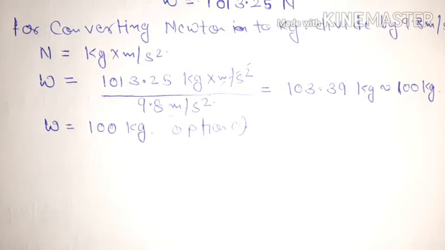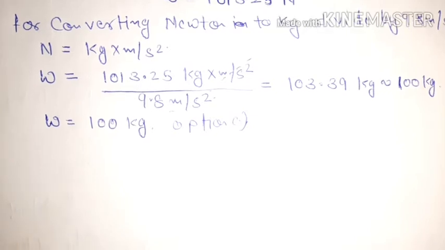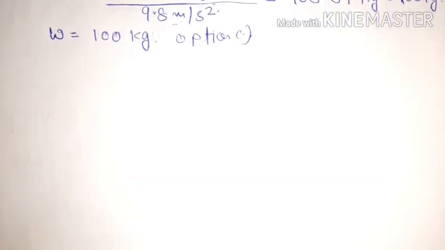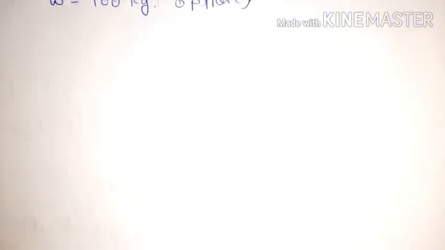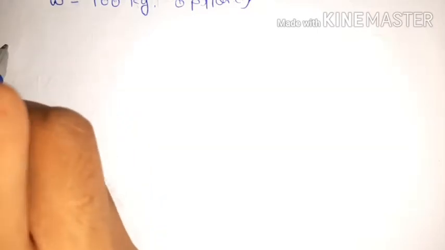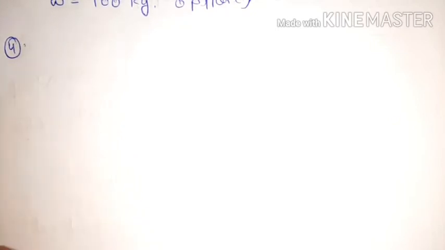Okay, now we must discuss the TIFR GS 2019 question from thermodynamics. See, this is your next question, and it says, according to the laws of thermodynamics, for which of the following processes is the entropy of a system equal to 0? And we have four options: exothermic, endothermic, reversible or irreversible. Okay, so let's do the solution of this question. This question came in TIFR GS 2019, remember.